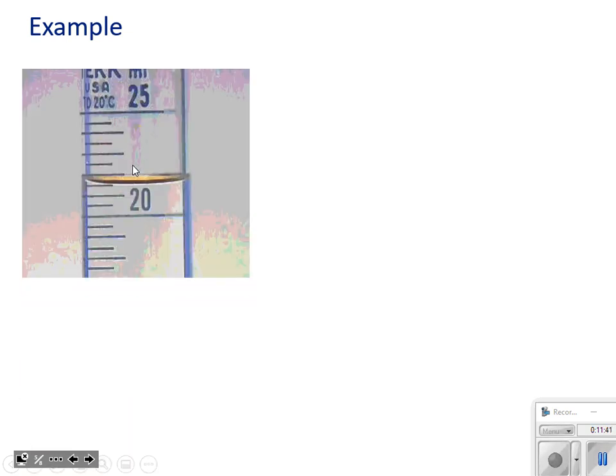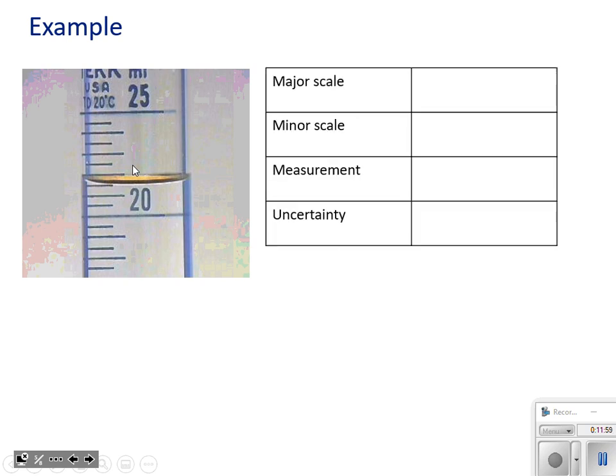All right, yet another example. We're getting a little bit different here, folks. Here is a 25 milliliter graduated cylinder. Okay? A 25 milliliter graduated cylinder. So, as I look at this, once again, I set up my table. I have major scale, I have minor scale, measurement, and uncertainty.